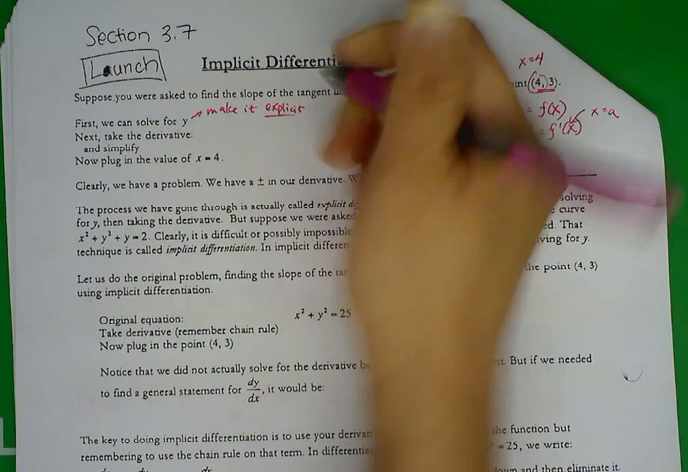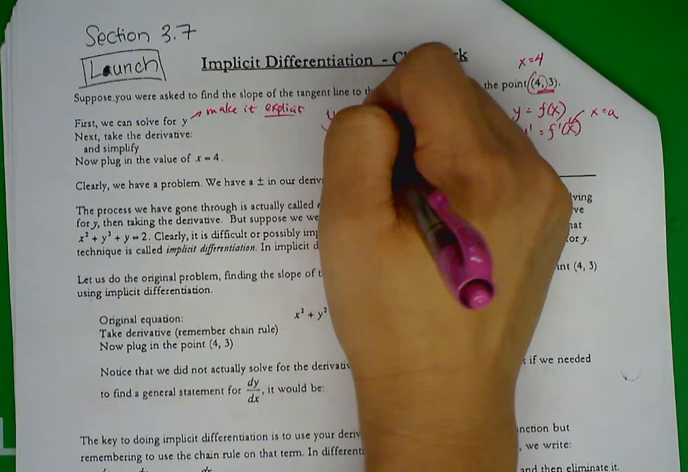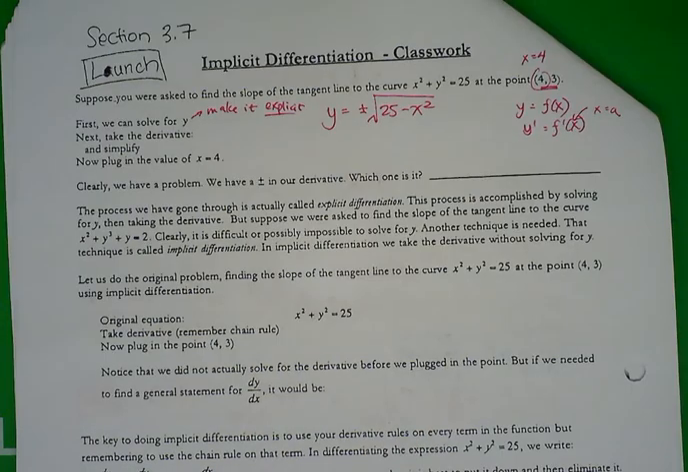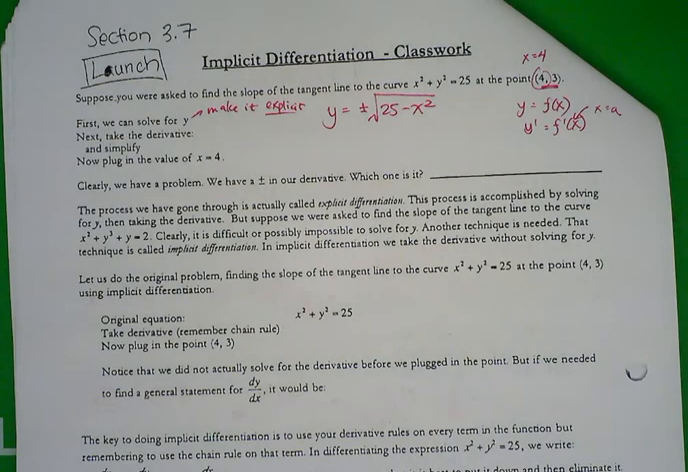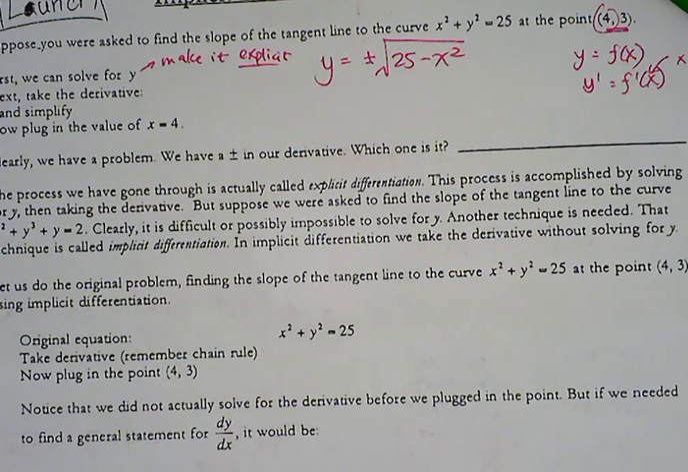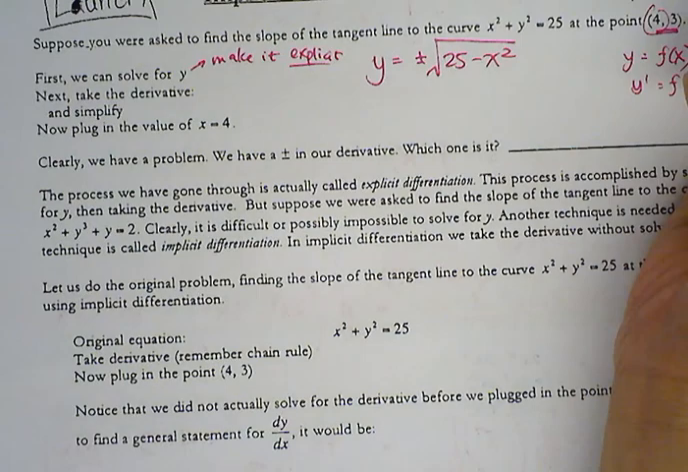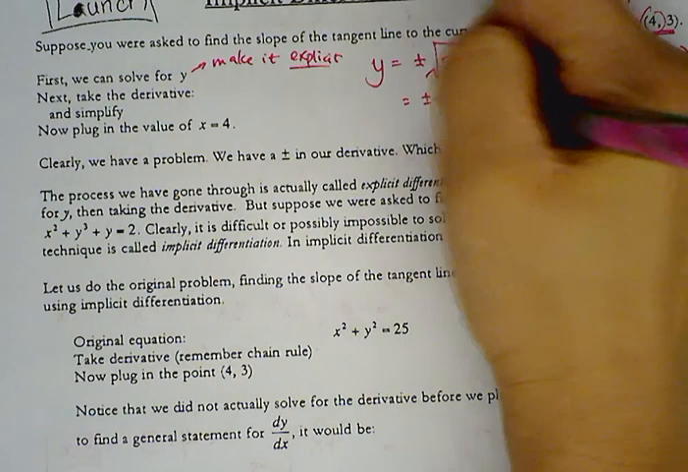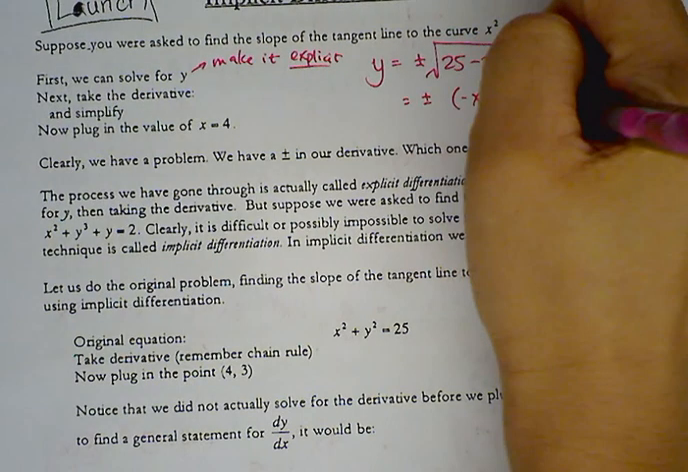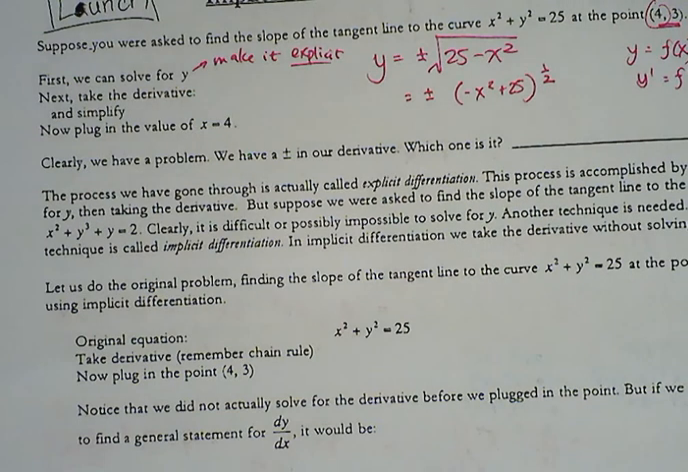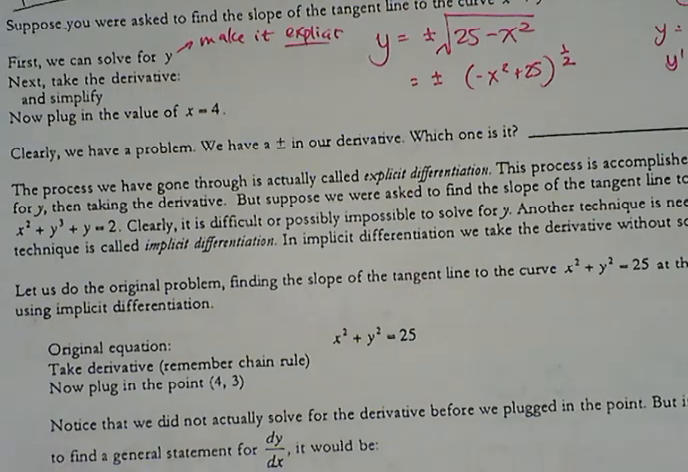So y equals plus or negative the square root of 25 minus x squared. I know I skipped a lot of steps, but is that okay? You can also write it as negative x squared plus 25, to the 1/2 power. Alright. Now take the derivative.